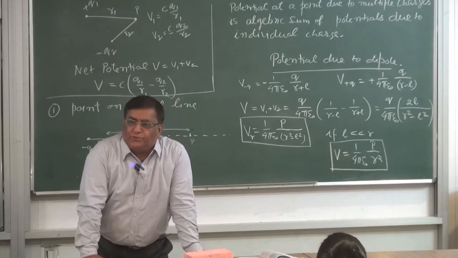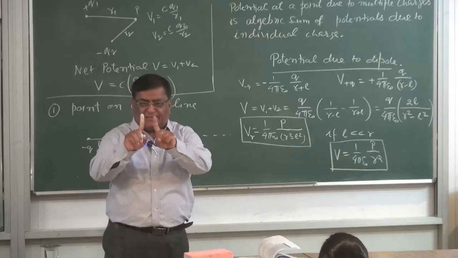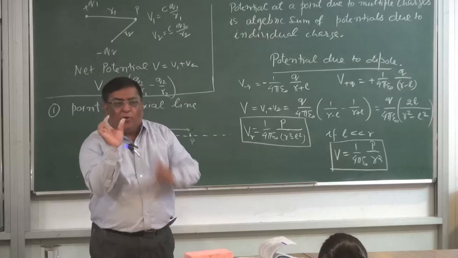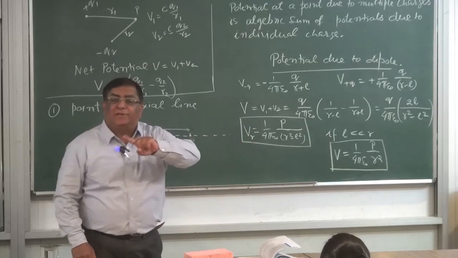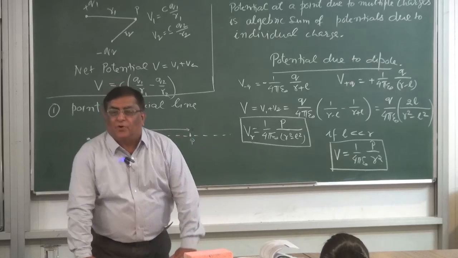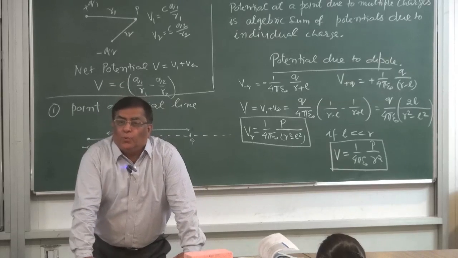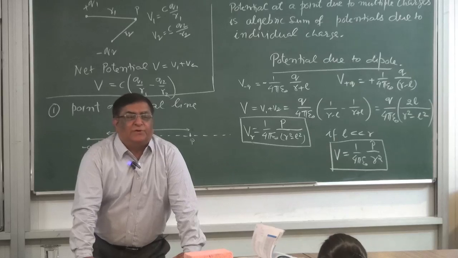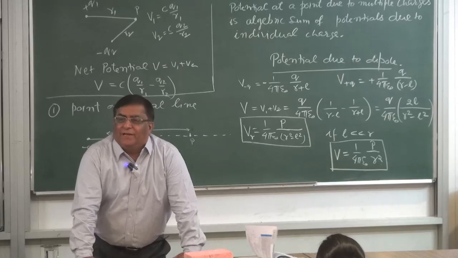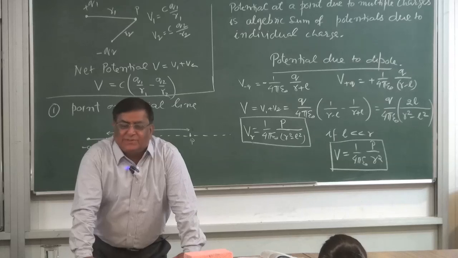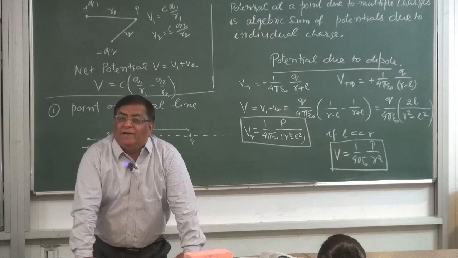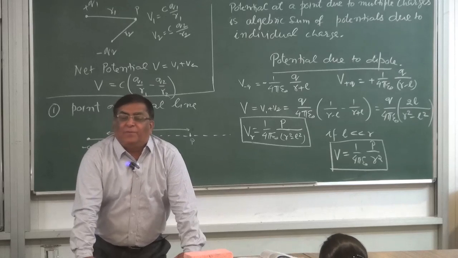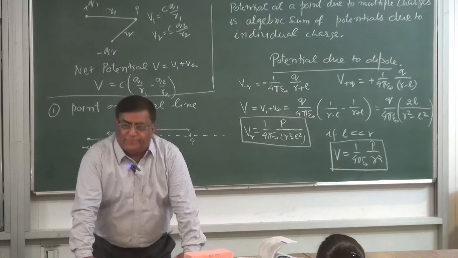Again, potential due to point charge goes on decreasing with the distance. Potential due to dipole also goes on decreasing with the distance. Which depletes faster? कौन जल्दी weak होता है? How do you know? Because it is proportional to 1 upon r square. If the distance is made 3 times, then for point charge it will decrease 3 times. But in case of dipole it will decrease 9 times. So it depletes faster in case of dipole.